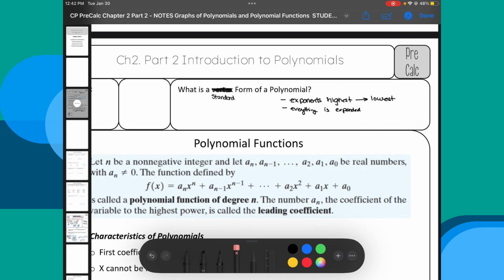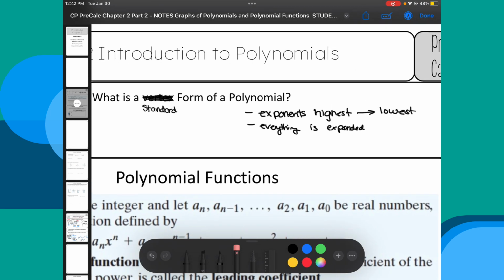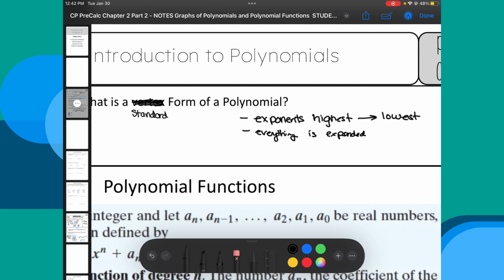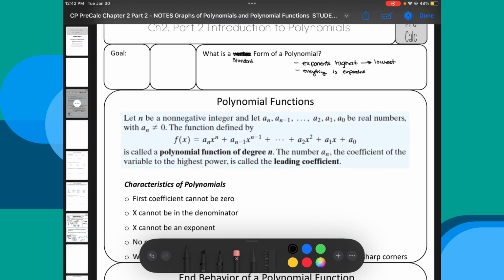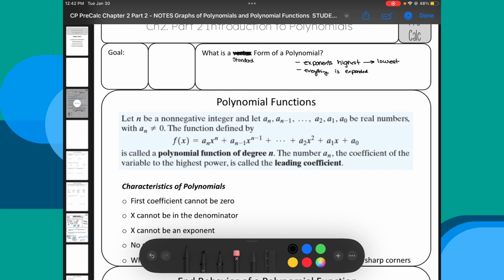All right, introduction to polynomials. What is standard form of a polynomial? When we are in standard form of a polynomial, the exponents go in order from the highest degree to the lowest degree, and everything is expanded. You shouldn't have any parentheses or something that you could multiply together.